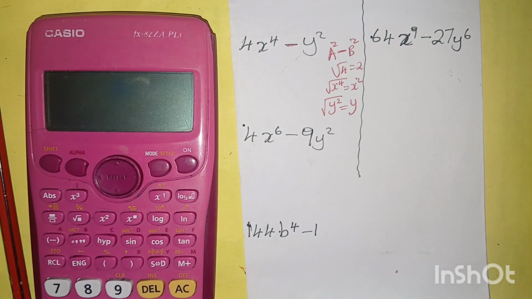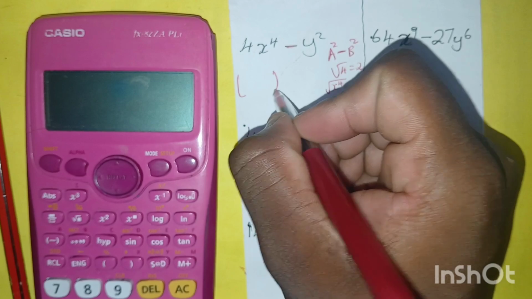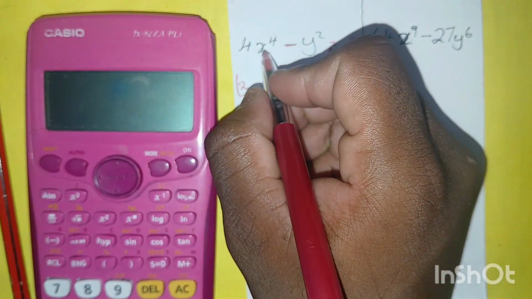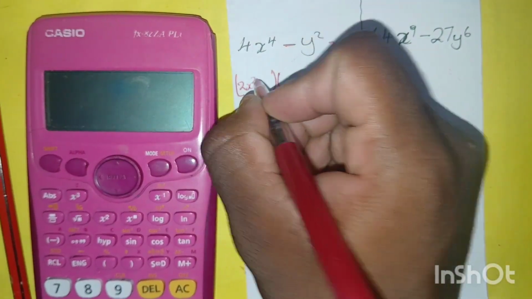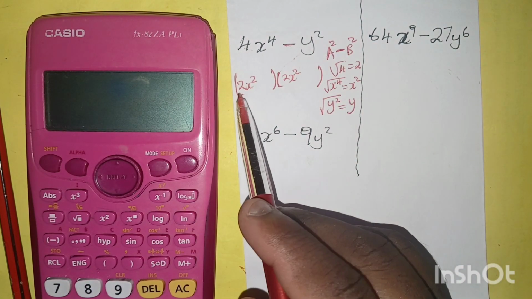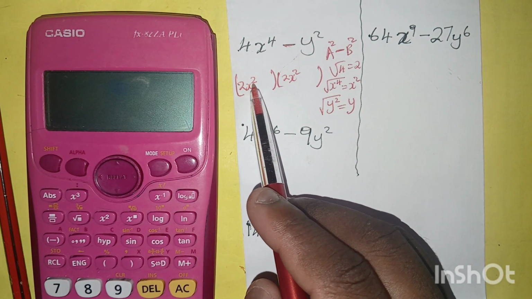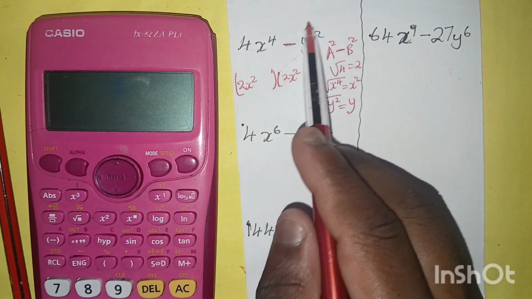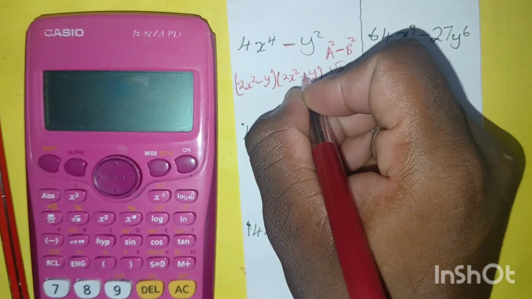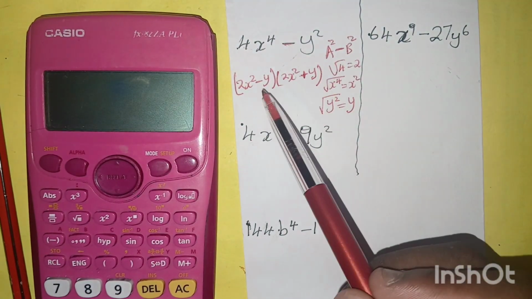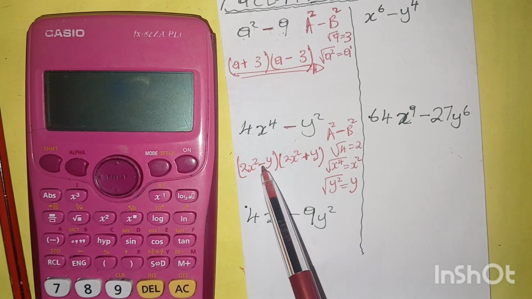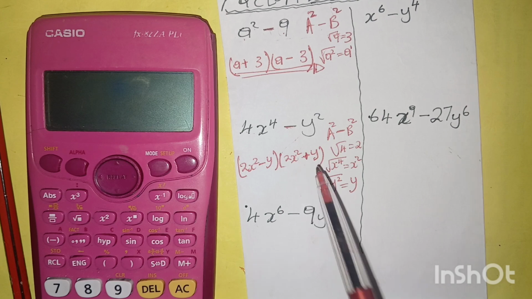So how to apply difference of two squares? You just say open bracket, close, open and close. The square root of 4 is 2. And the square root of x to the 4 is x squared. Also what you did on that side, you also do it on this side. 2x to the exponent 2, 2x to the exponent 2. And the square root of y squared is y. Then you can say minus or plus. It doesn't matter, guys. Even if you start with plus and say minus, or even say minus and say plus, it doesn't matter.